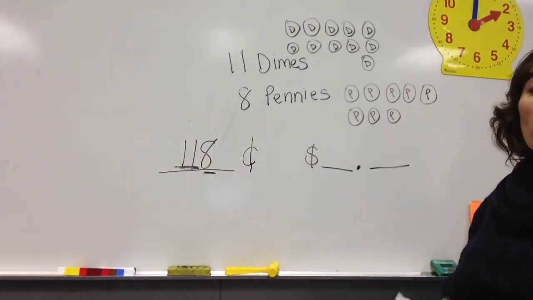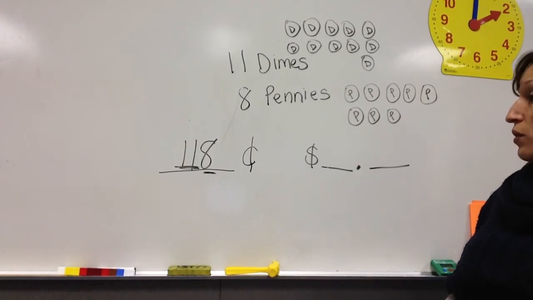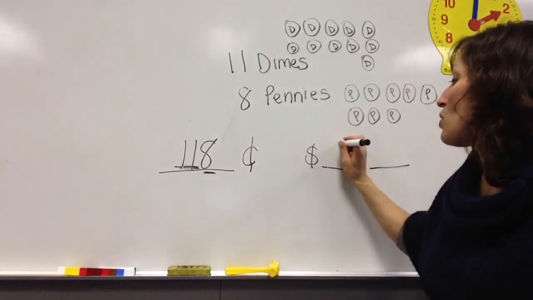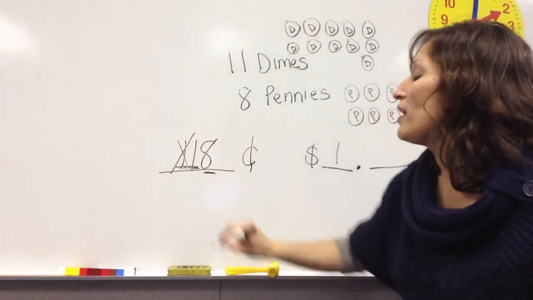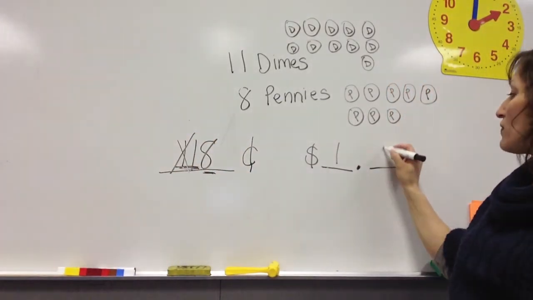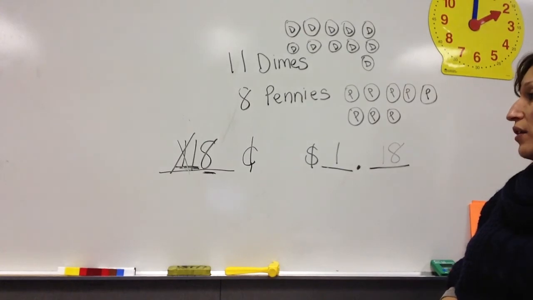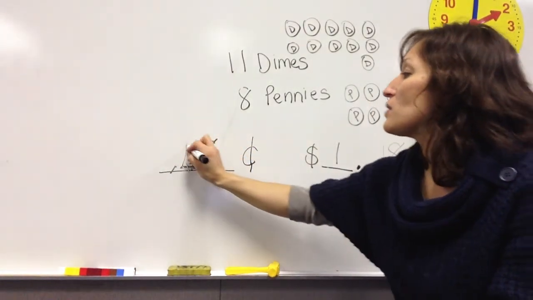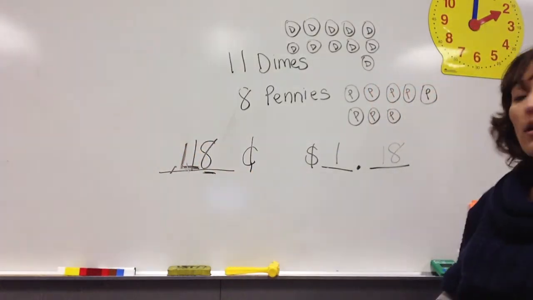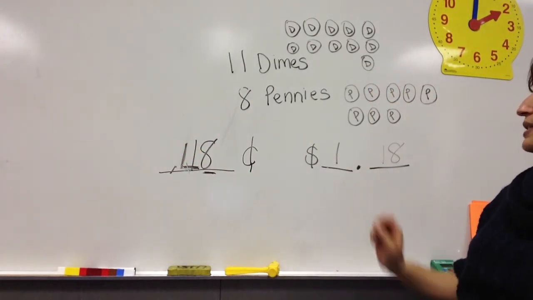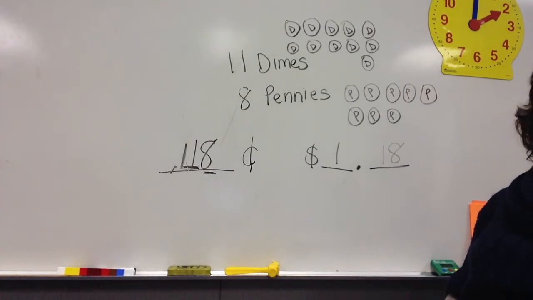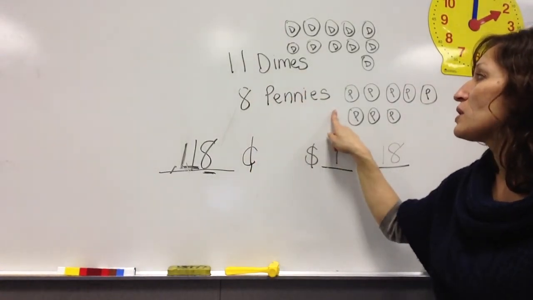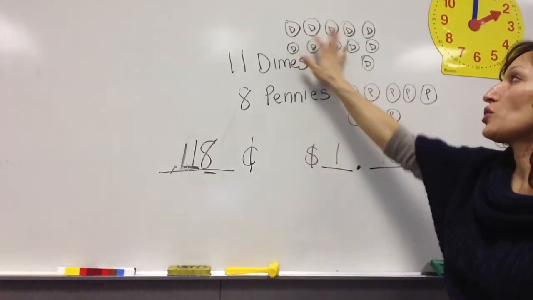Now I can write it over here in my dollar and cents form. I know that 100 cents is the same as $1. Done with that, I have 18 cents left. So that goes over here. So I can show that 118 cents is one way to write it, and $1.18 is another way to show it. These are also equal to 11 dimes and 8 pennies, which matches my math money picture drawn up here.